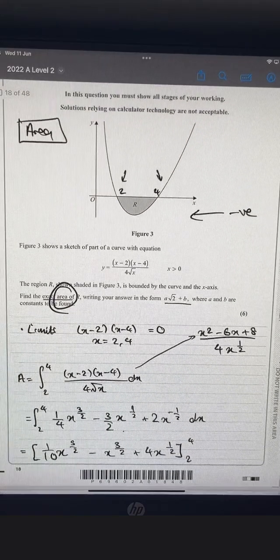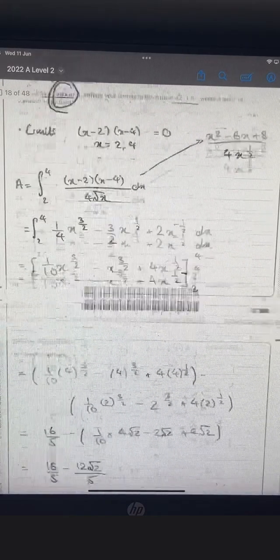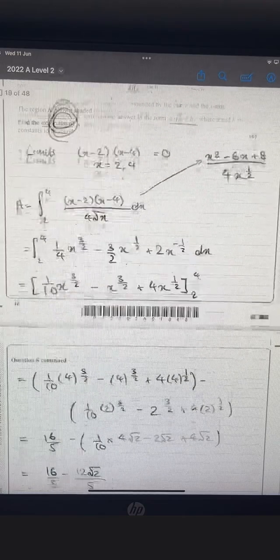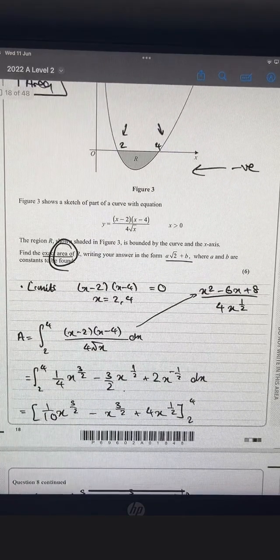The mark scheme does say, though, that they will accept the first answer over here, 16 over 5 minus 12 root 2 over 5. So they weren't being too harsh there, but always remember to just check what the question wants you to find. If they want you to find an area, find an area, all right? If they want you to just evaluate the integral, just take the answer as is.